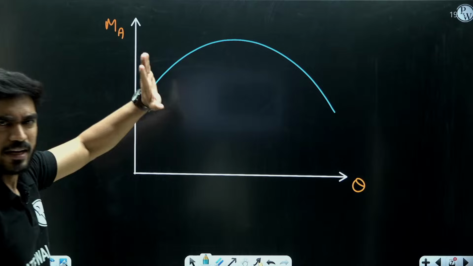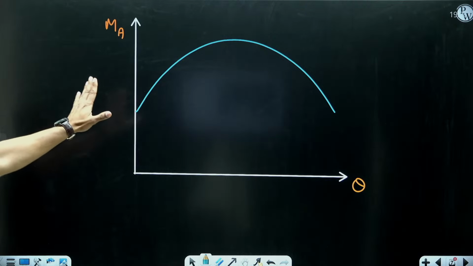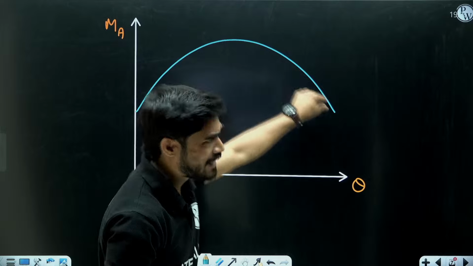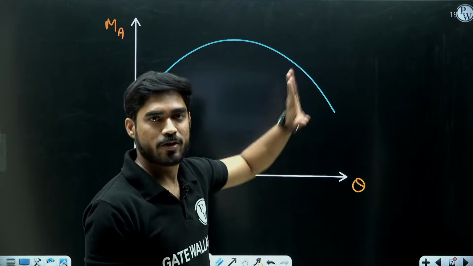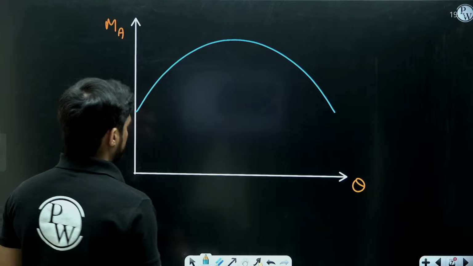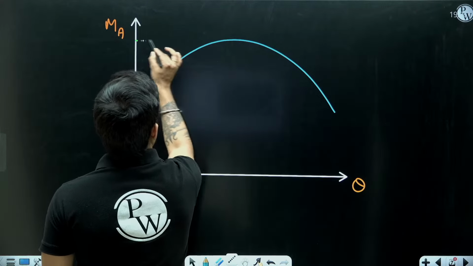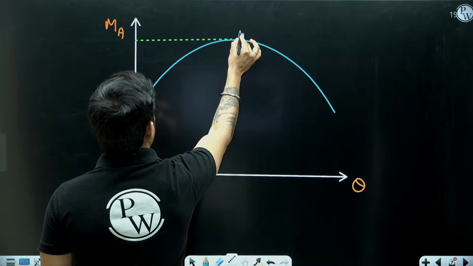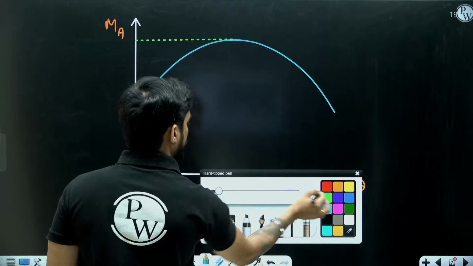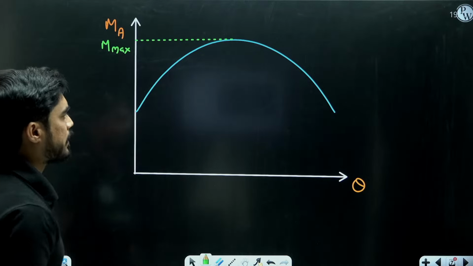Something like this. I am not drawing the exact curve again. Don't get into how this curve is going to be like this, I am just giving you an example. Now you can see that at this particular point, the moment MA is maximum.